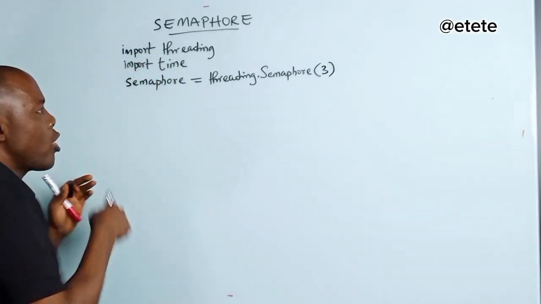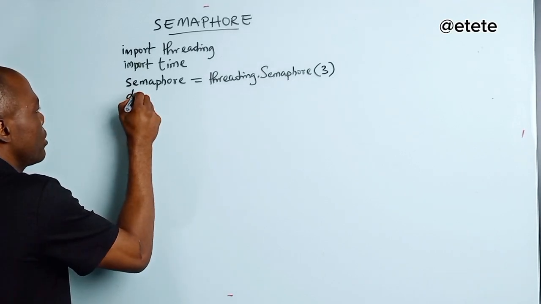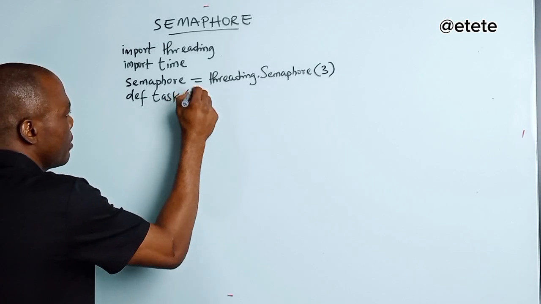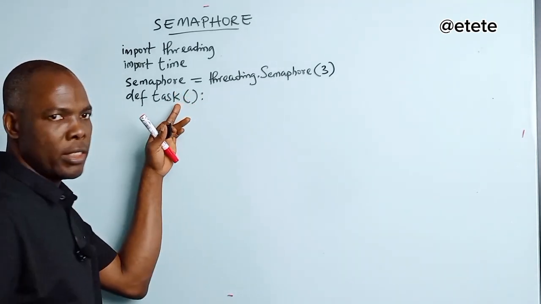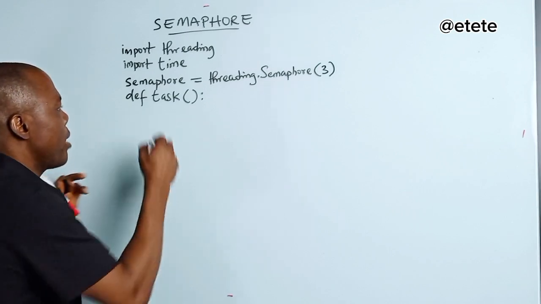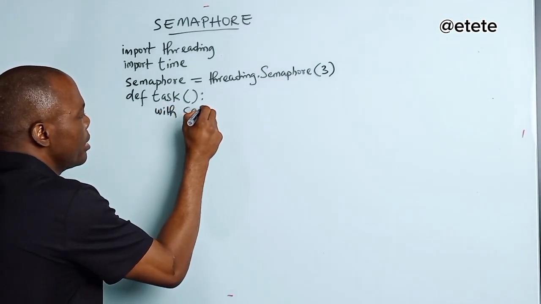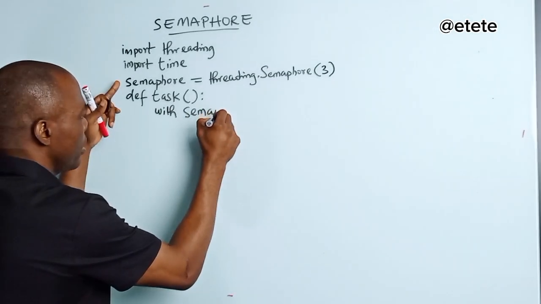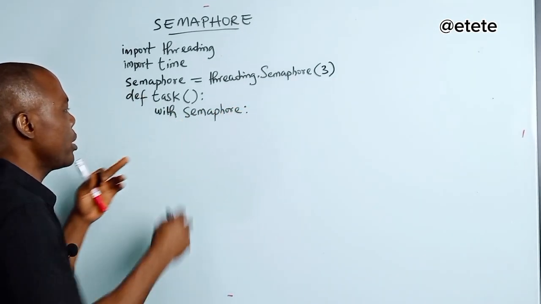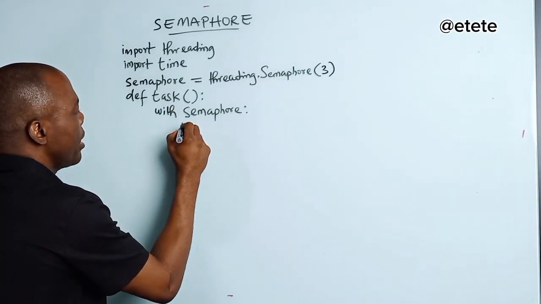Then I will now come here. What is the task the soldiers are expected to perform? That will be a function. def task. Nothing will be in it. It's not receiving any argument. But inside it, I will say with, meaning you have to obtain this semaphore object first before you can perform any task. With semaphore, right? Go in, and then once you obtain the semaphore, go in and say print.